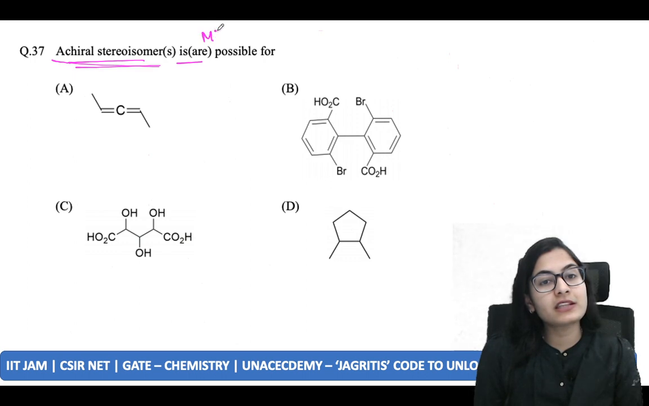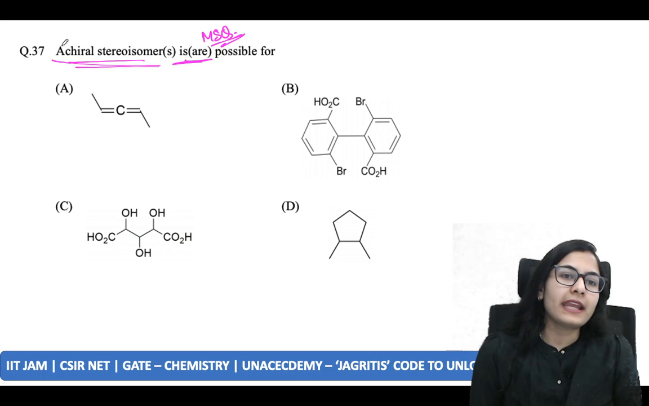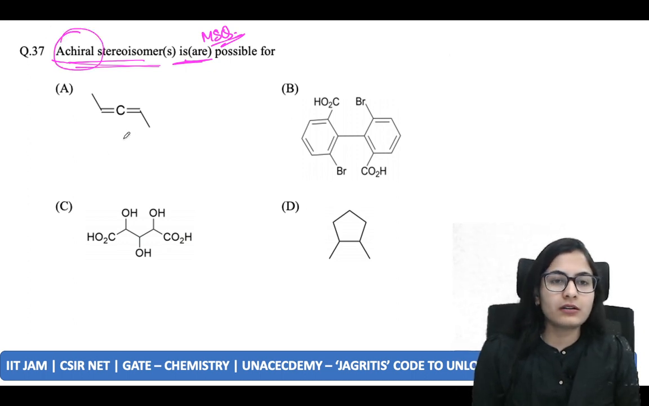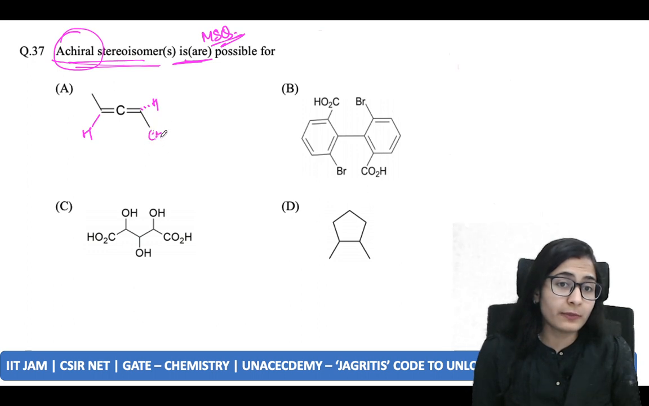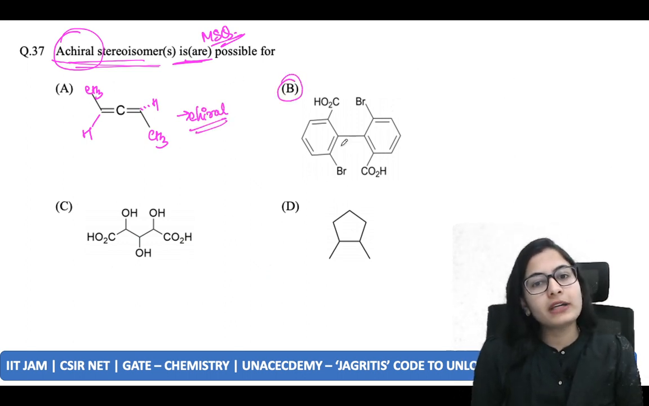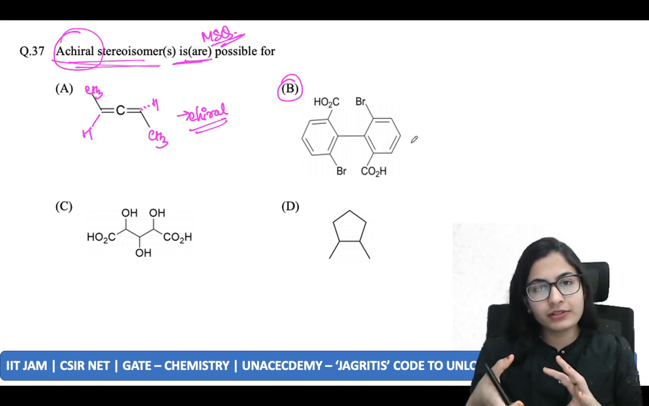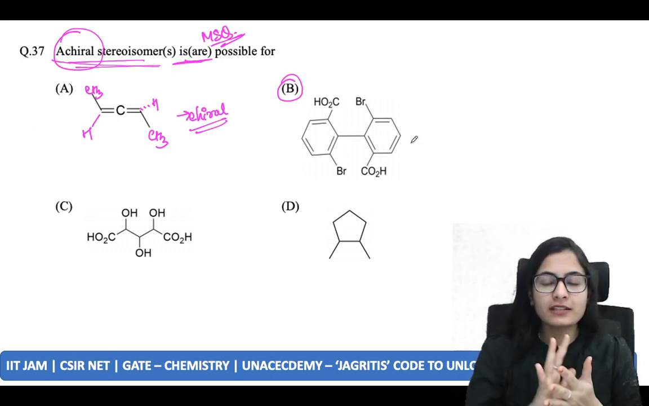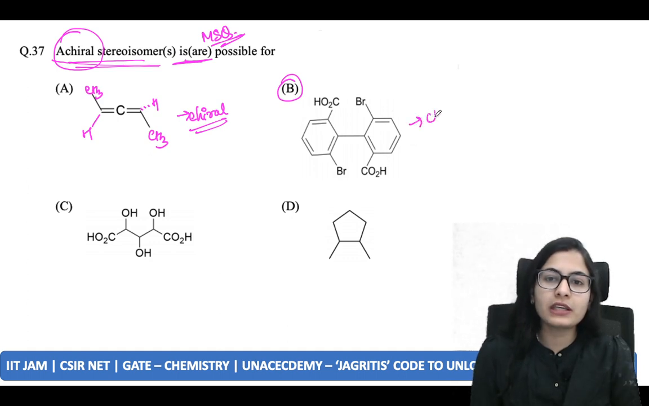Moving onwards, achiral stereoisomer is R. Matlab this is an MSQ question. Okay, is it possible? So for achiral stereoisomers, it's actually very simple, here you are having this allene system over here. Both of these are hydrogens. Both of these groups will be perpendicular to each other, and a properly substituted allene is chiral. Similarly, a properly substituted biphenyl, which has bulky groups so there is restricted rotation, will also be chiral.